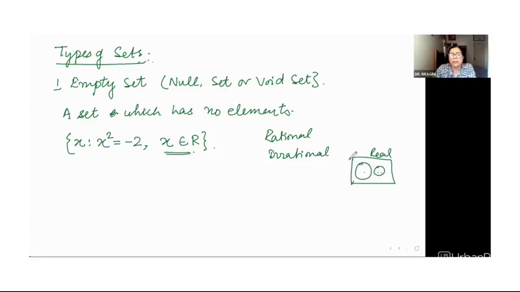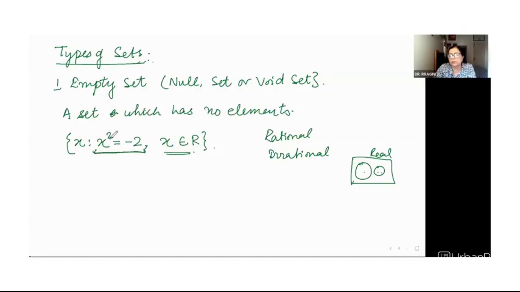But real only contains rational and irrational. Have you ever heard of a number whose square is a negative number? We haven't done such things till class 10, right? So there are no real numbers for which this equation can be solved.